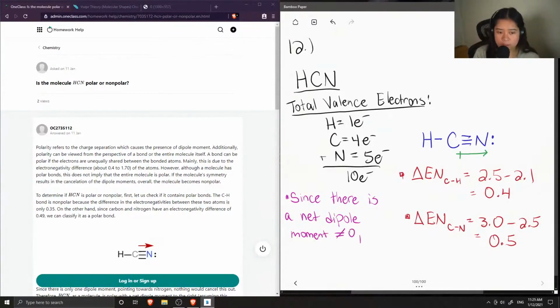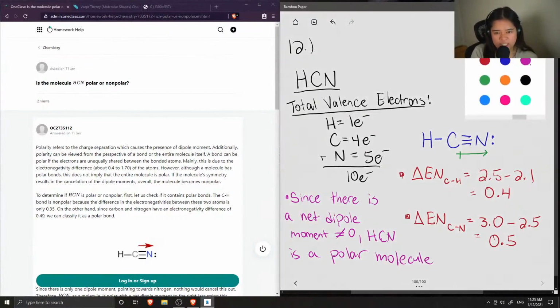So since there's a net dipole moment that is not equal to 0, HCN is a polar molecule. So this makes the side containing nitrogen partially negative and the side containing the hydrogen partially positive.